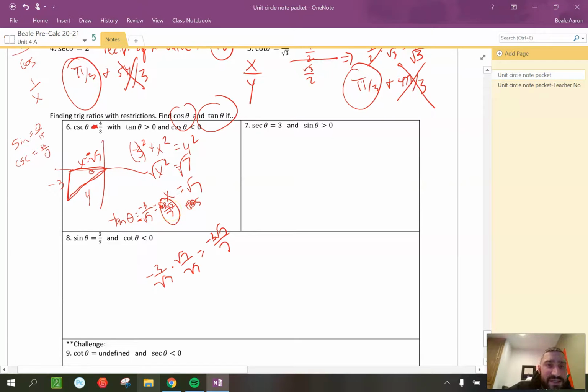So cosine: adjacent, negative root 7, over hypotenuse, which is 4, and we can leave it there. That's fair enough, because we don't have to rationalize anything. All right, moving on.